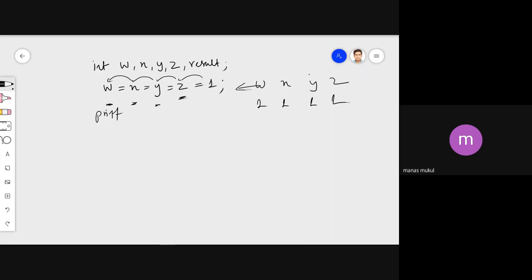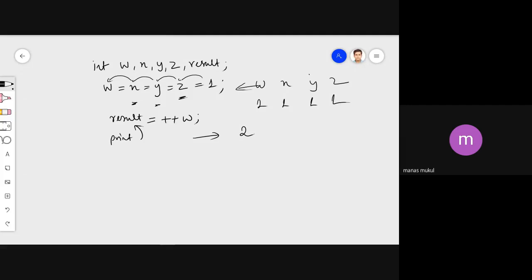All right, now let me ask you, if I do result, this result, what will be the output? Anyone? What will be the output of this line? Two. Very good. Excellent.